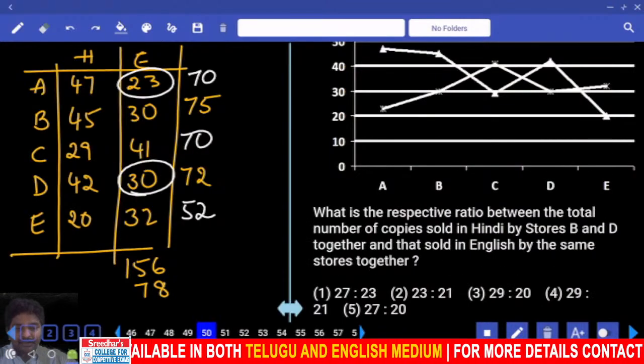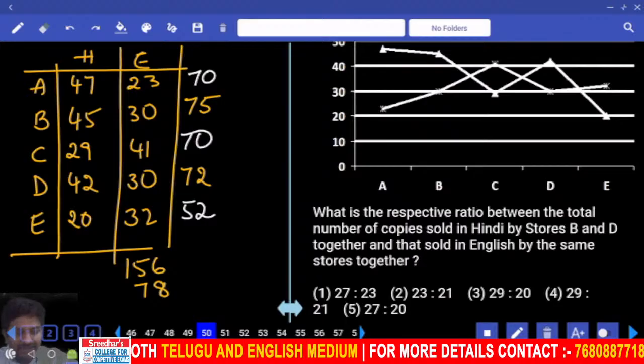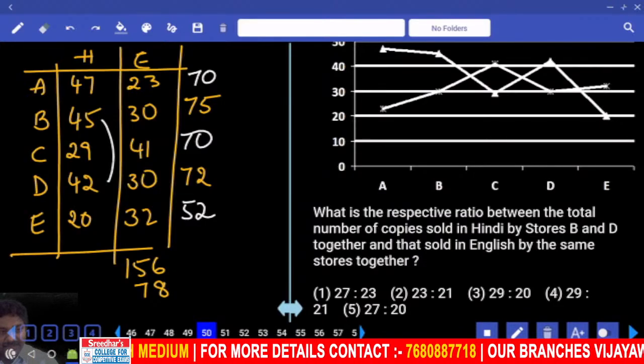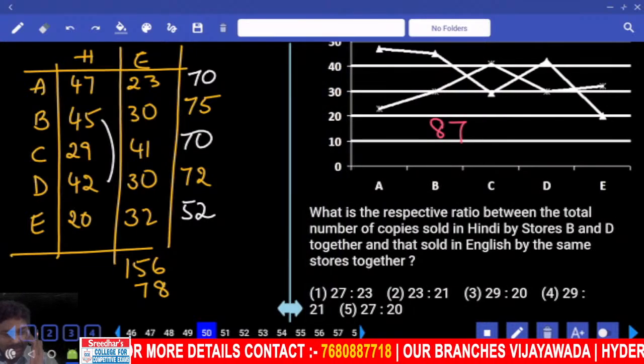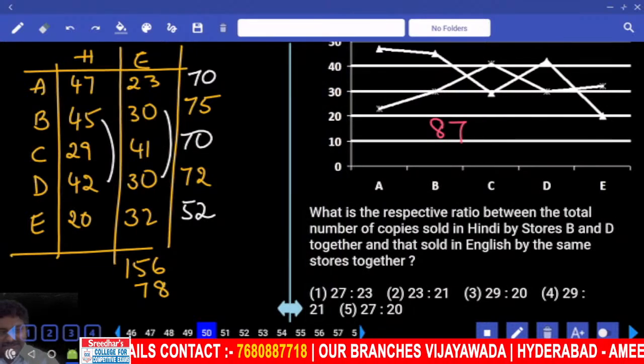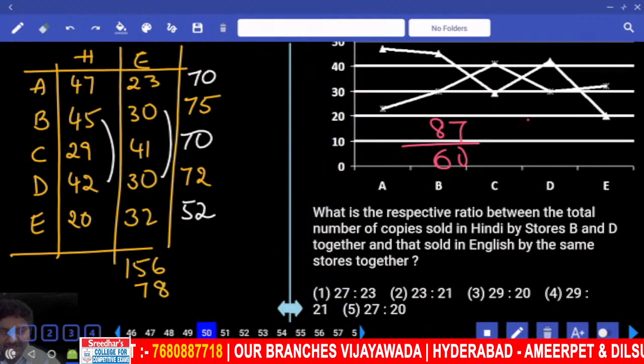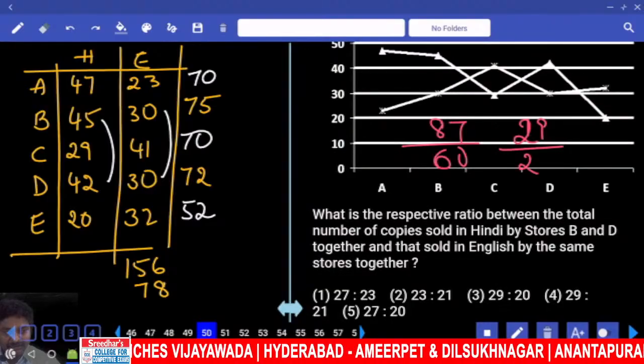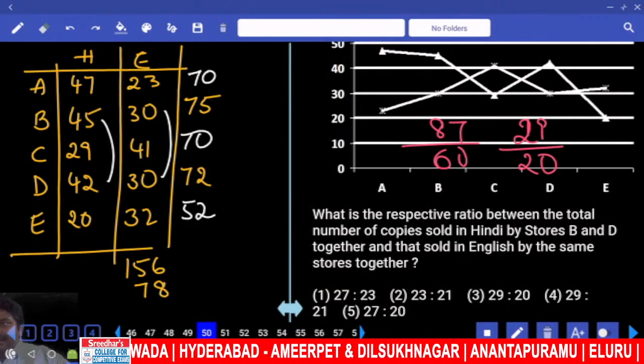Respective ratio between total number of copies sold in Hindi by B and D, 87. English by same, 60. Cancellation with 3, 29, 20. 29, 20, third option.